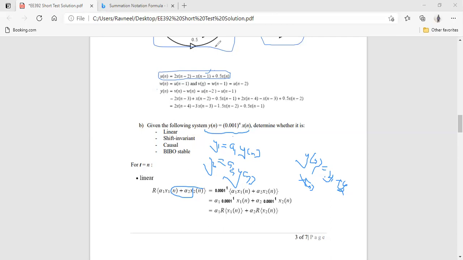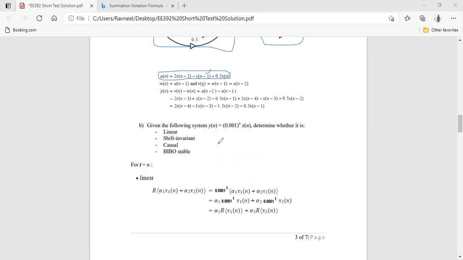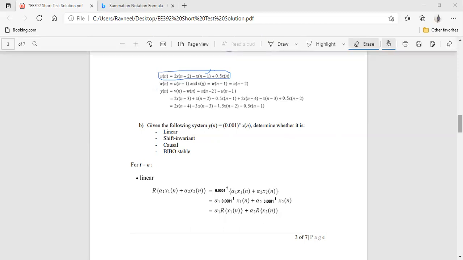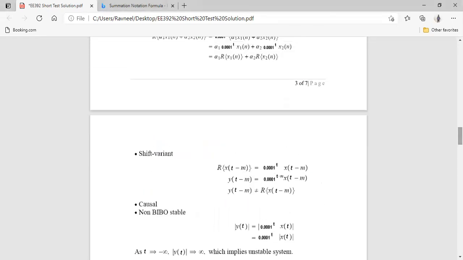Then moving on to the second part, is it shift invariant? How do you determine if it's shift invariant? A shift in your input should result in the same shift in your output, right? If a system is shift invariant, a shift in input results in a shift in output. So we introduce a shift into our input and test whether we are getting the same shift in our output.